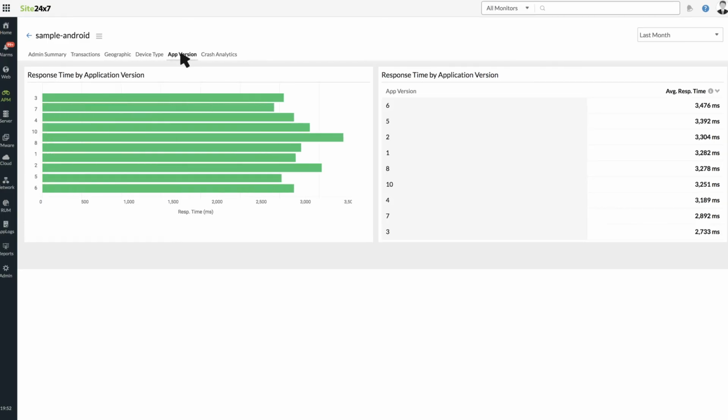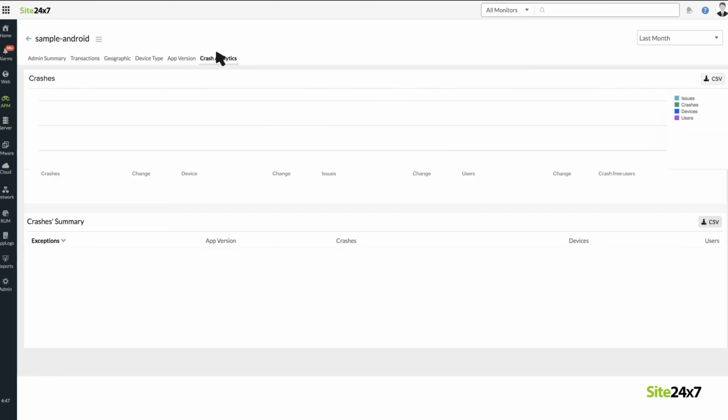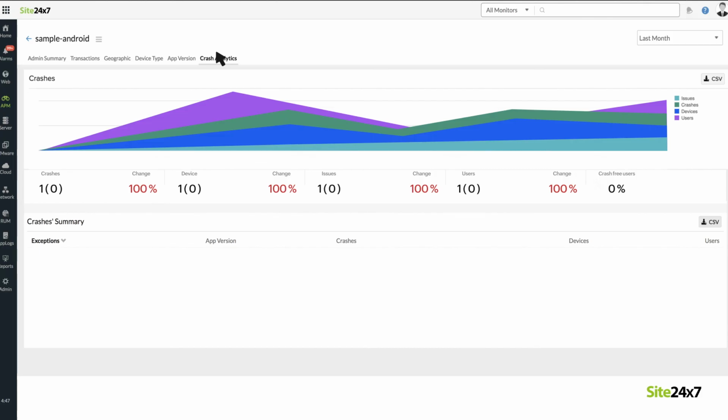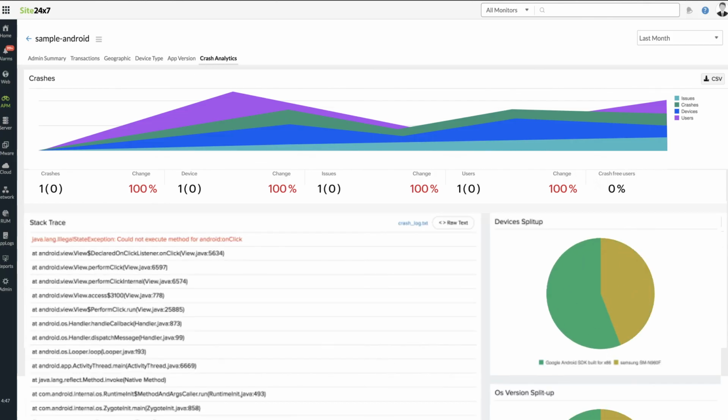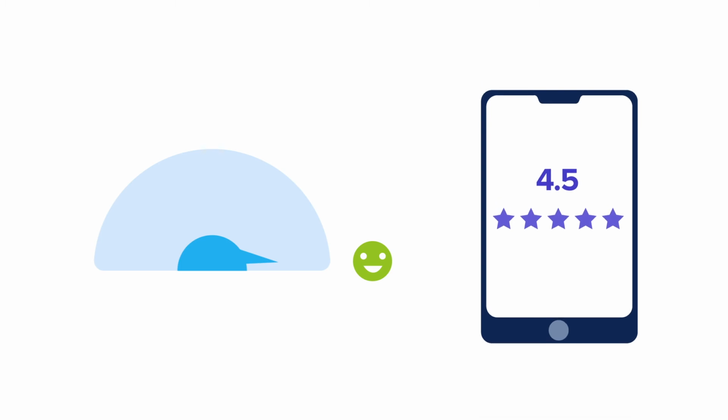Understand response times for different development releases over a period of time. Most importantly, collect data related to application crashes over a period of time and identify the issues and the number of users who were affected by this crash. Understand how your customers interact with your mobile apps and say no to negative reviews.